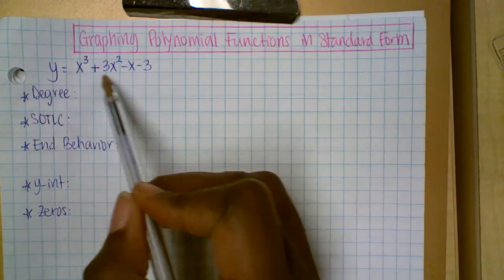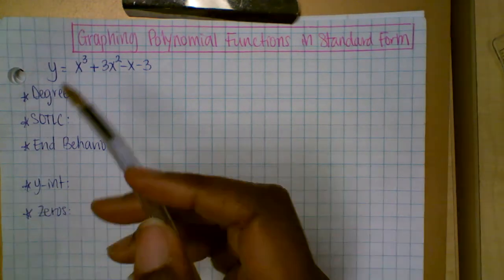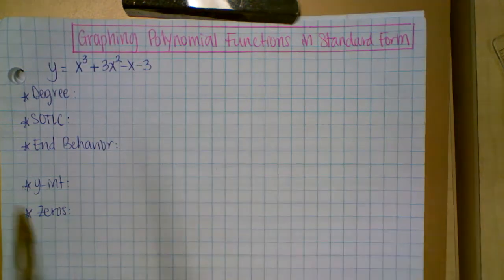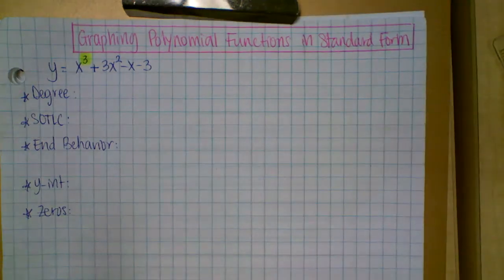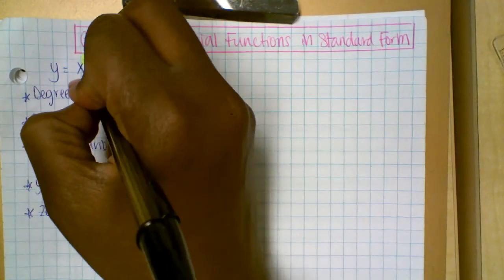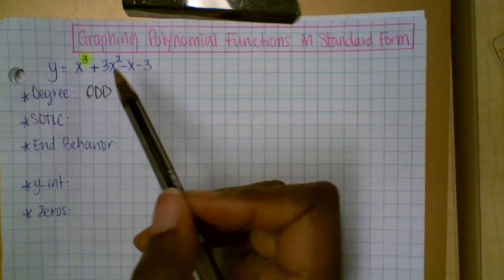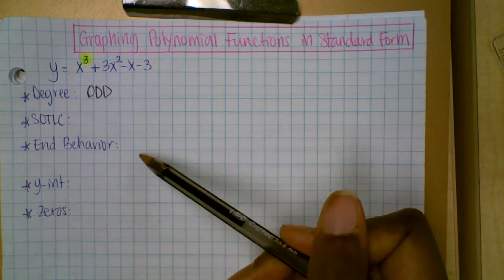This polynomial function is already written in standard form, so it goes in descending exponents on the variable x: 3, 2, 1, and then 0. So the highest exponent is 3. And we know 3 is what kind of number? 3 is an odd number, so I'm going to write odd. I only need to find out if the degree is odd or even, because it allows us to describe the end behavior.